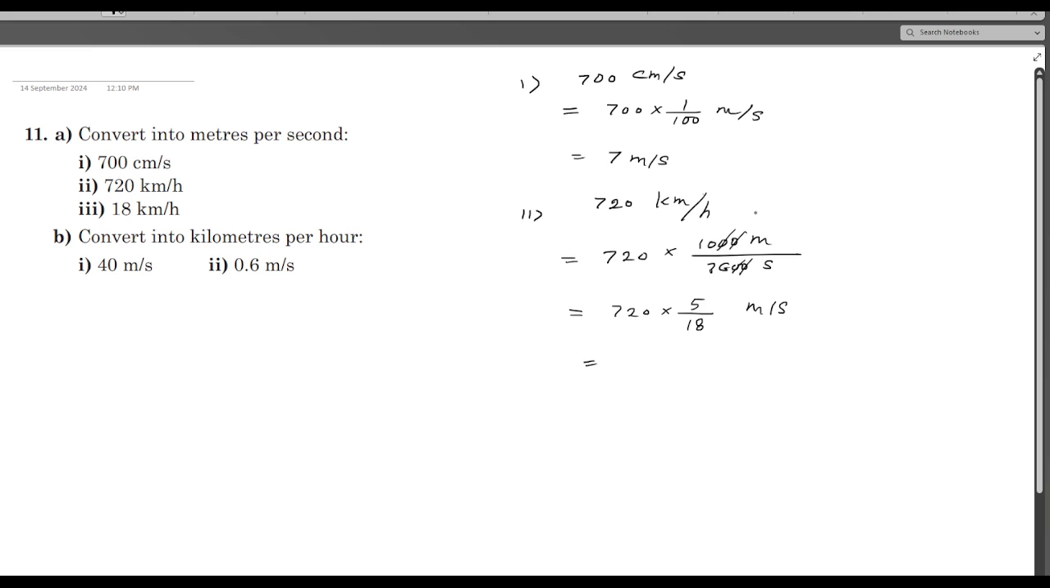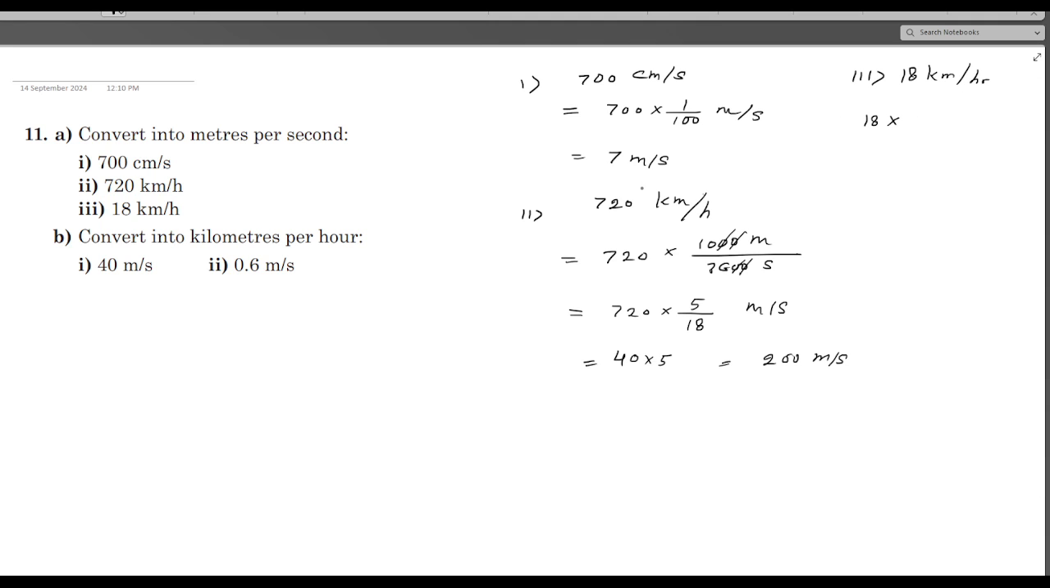So whenever you have to convert kilometer per hour into meter per second, you can multiply it with 5 divided by 18. 18 times 4 is 72. So this is 40 times 5, which equals 200. So 200 meter per second. And third is 18 kilometer per hour. As I discussed here, to convert from kilometer per hour to meter per second, we multiply by 5 divided by 18. So this is 5 meter per second.